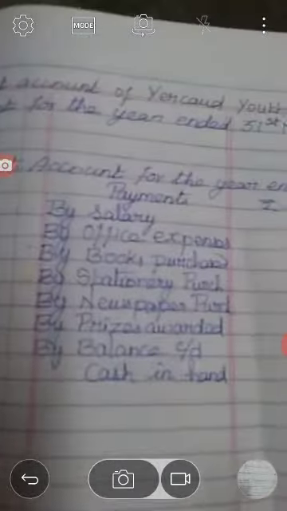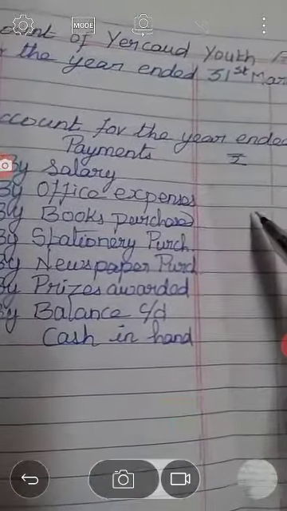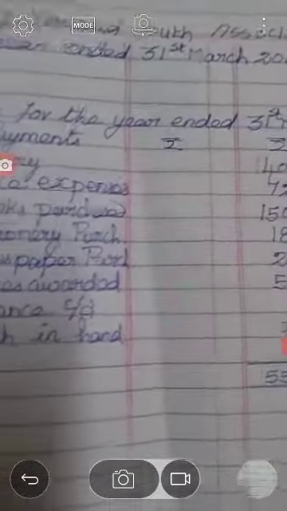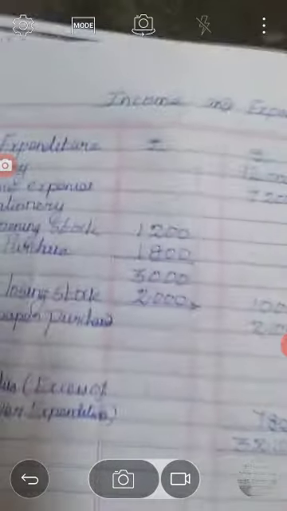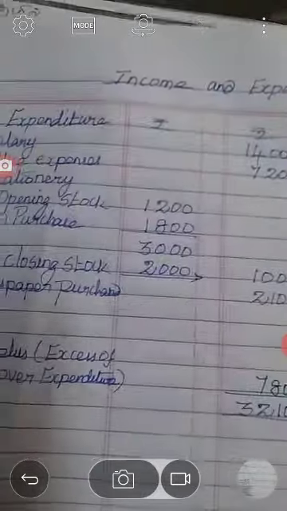On the expenditure side, the payment side, salary is given. Salary is a revenue expenditure. Office expenses is a revenue expenditure. These two expenditures should appear on the expenditure side: to salary 14,000, to office expenses 7,200.